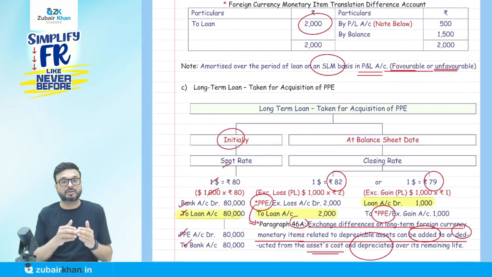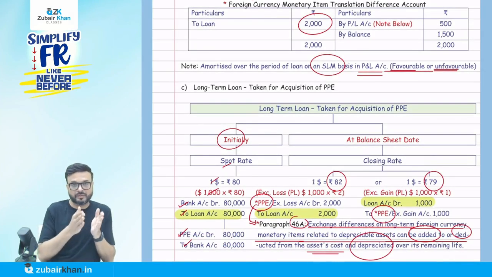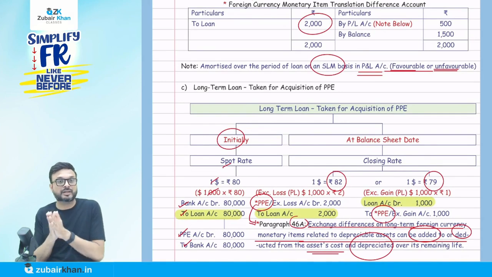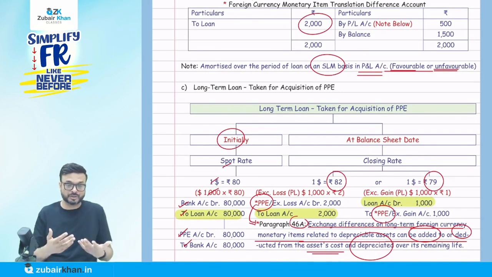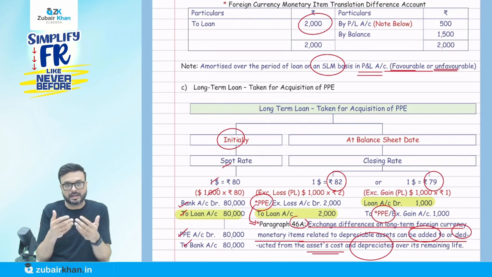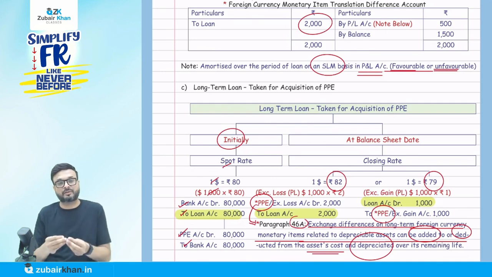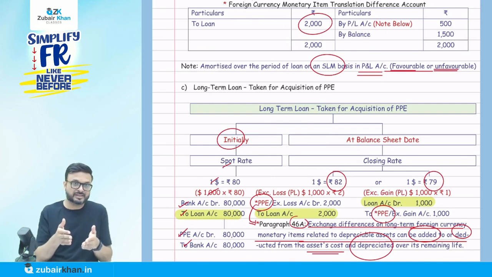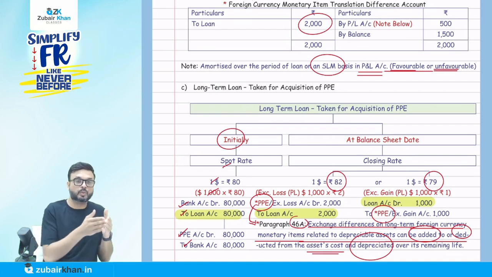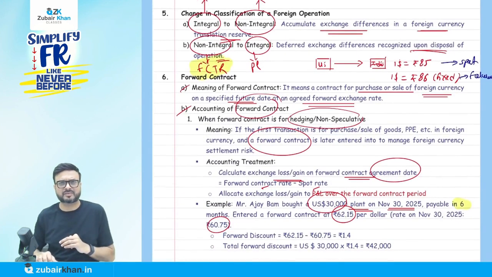If it is a long-term loan that we have taken for PPE, initially we record it at the spot rate, and on the balance sheet date at the closing rate. We have the option to adjust the difference in the PPE account, adding the gain or loss. Whatever value comes in the PPE after this adjustment is going to be depreciated over the remaining useful life of the asset. Okay, simple. The classification is simple.